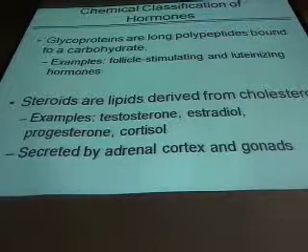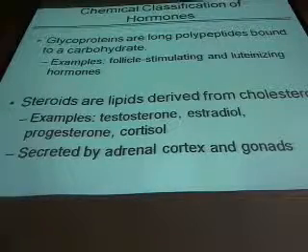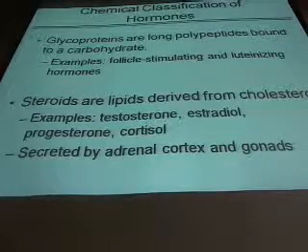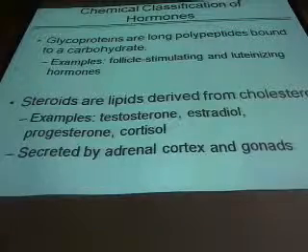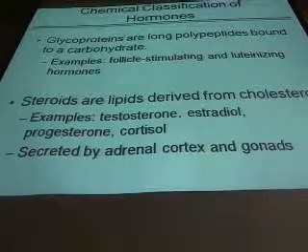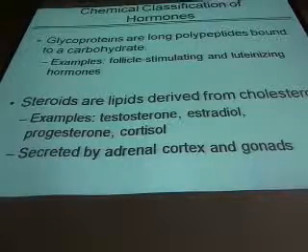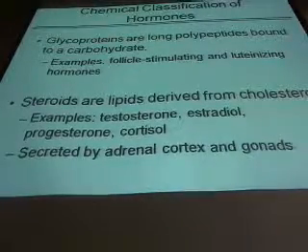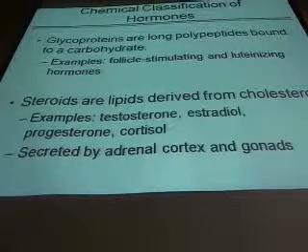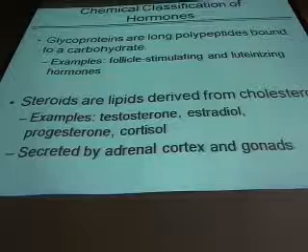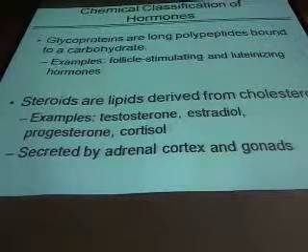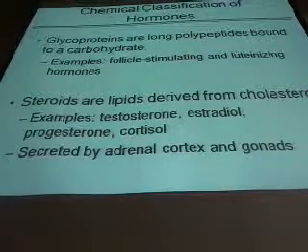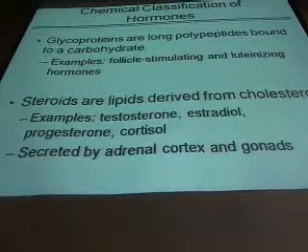Glycoproteins are polypeptides with a carbohydrate on it, by definition of glycoprotein: FSH and LH. Sex steroids: lipids derived from cholesterol, the 5-carbon ring. Cholesterol, testosterone, estradiol, progesterone, cortisol. They're secreted by the adrenal. There are only two places that secrete this. The adrenal cortex, which secretes the progesterone, cortisol. Testosterone and estradiol are mostly from the ovaries and the testes, though some is secreted by the adrenal cortex.